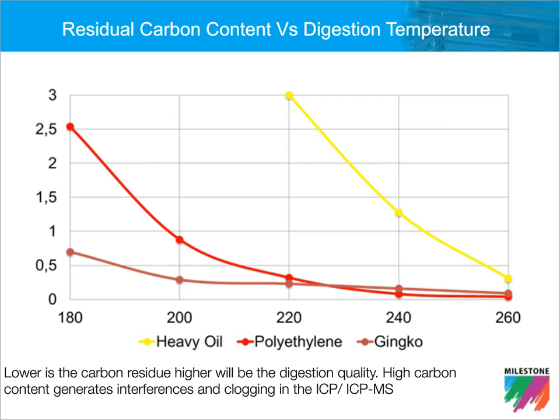It's not until we start to get to 240 or even 260 for heavy oil where we see that residual carbon content decrease. And as many of you know who are familiar with microwave, attaining temperatures of 260 degrees are extremely difficult. But we will talk about one instrument that can achieve those routinely in upcoming slides.